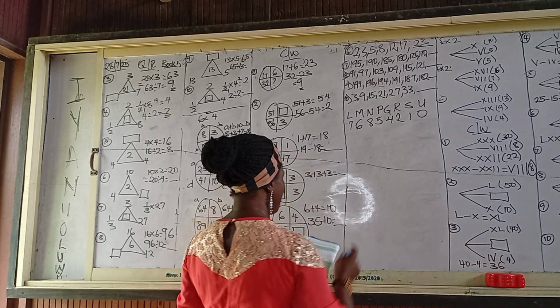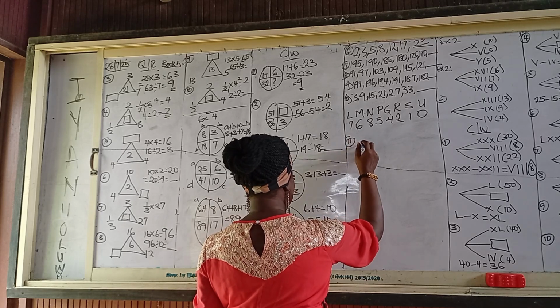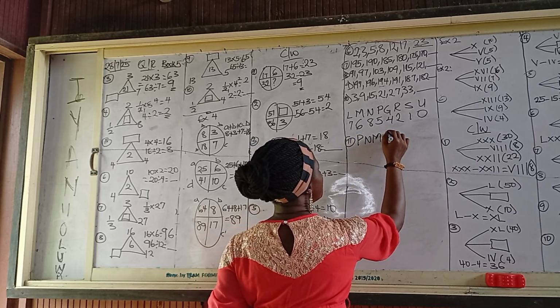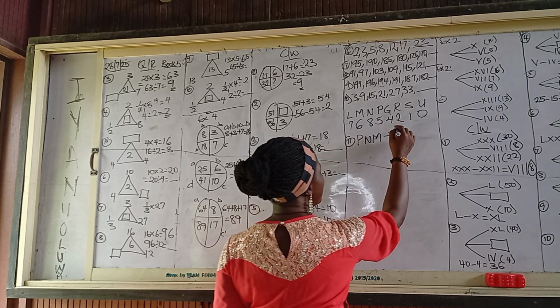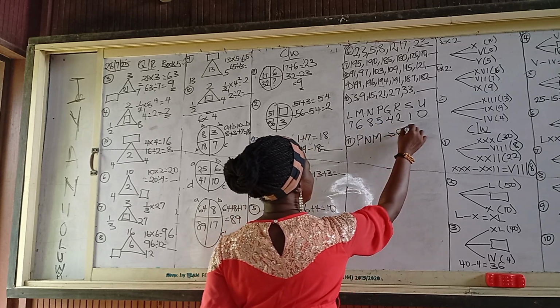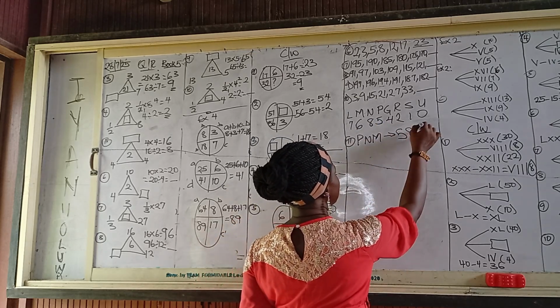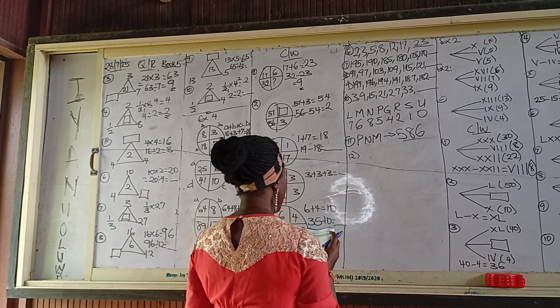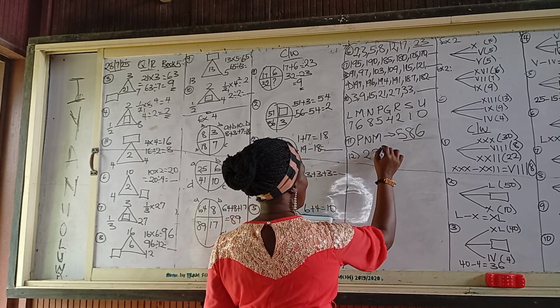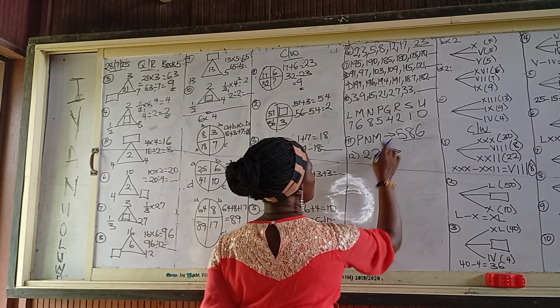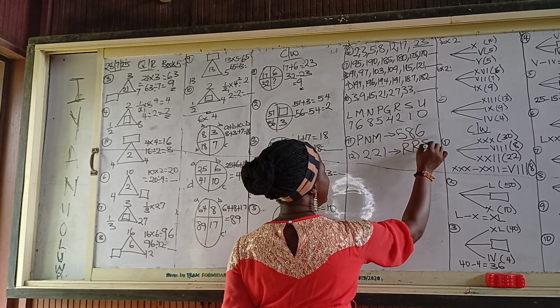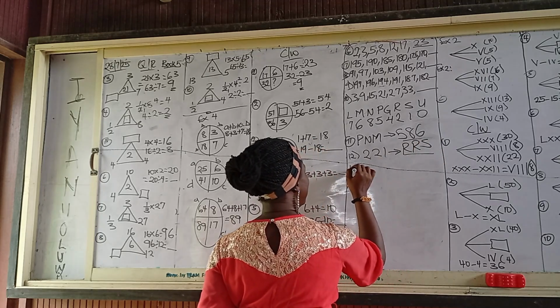So the question now is number 11. We are told to write P, N, M in figure. So look for where P is 5, N is 8, and M is 6. So that's our answer there. Number 12, we are to write 2, 2, 1 in letters. So 2 is what? R. Then 1 is S. That is our answer there.